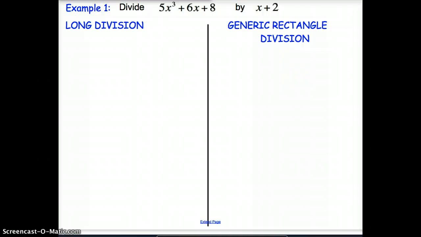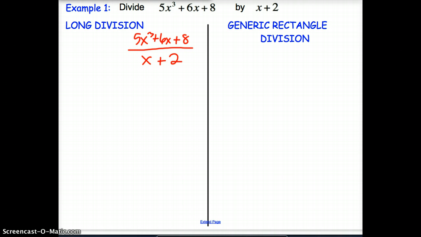So we're going to take a look at this one. This is the one that you could do with synthetic division. So some of you have seen that process and some of you have not. But we need to know how to do both types of uses. And generic rectangle and long division can be used always in the same circumstances. So we're going to talk about long division and how to divide these by using long division. So remember, this is saying that I want to do 5x to the third plus 6x plus 8, and I want to divide it by x plus 2.